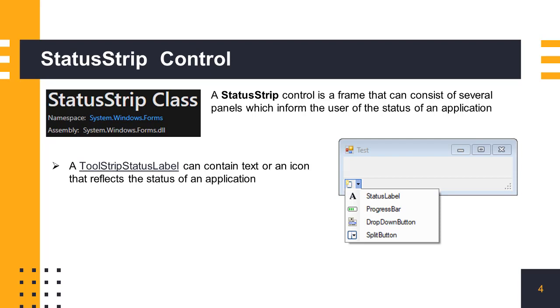Status strip control is used on forms as an area displayed at the bottom of a window, in which an application can display various kinds of status information. Tool strip status labels form panels on the status strip where the information is displayed. Controls like a progress bar can be used to display the status of lengthy operations. Let us see status strip control in more detail.